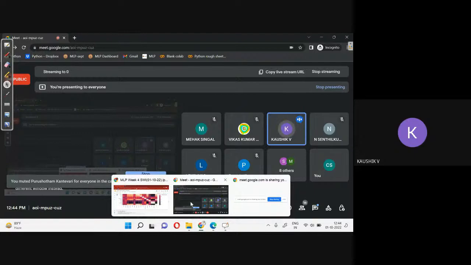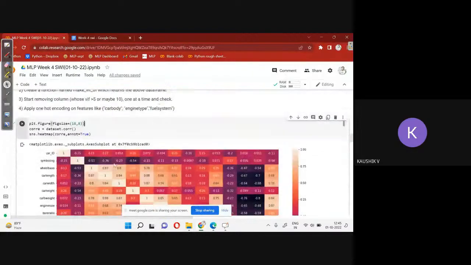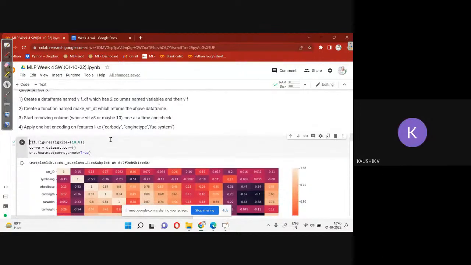So got it, sir. So the key thing is, see, there are two aspects, right? There is correlation and there is independence. So we'll have to look at both of them separately, right? Because high correlation doesn't mean they are dependent. Similarly, vice versa, at least statistically. Yeah. Okay, so an independence test is something we'll have to do separately for each of these features.